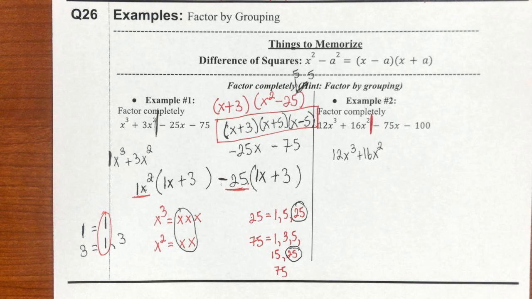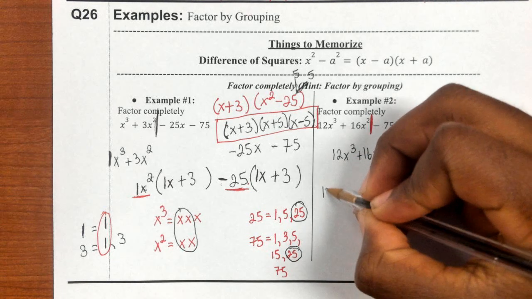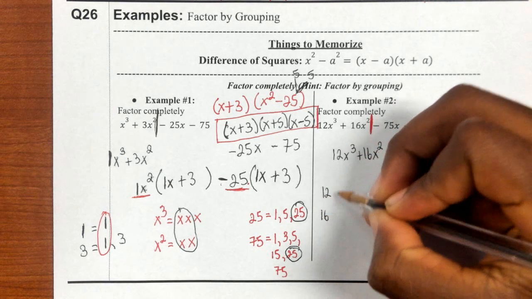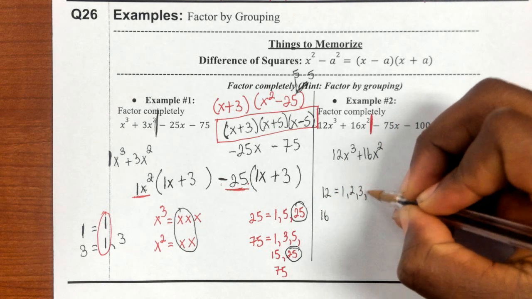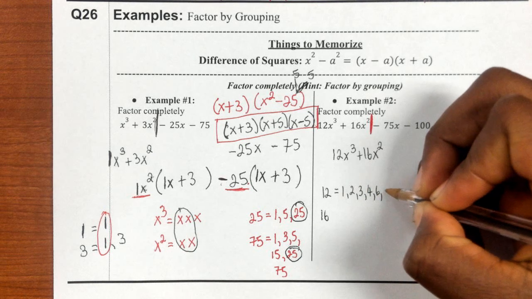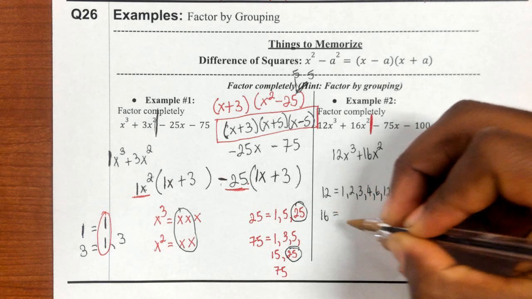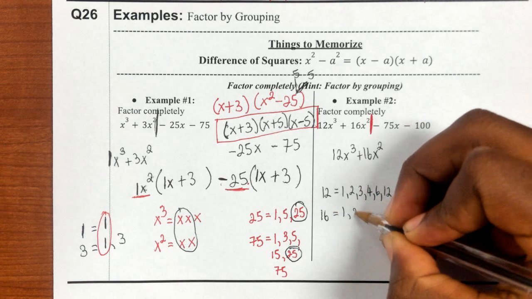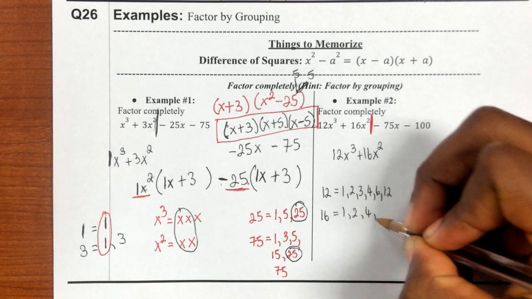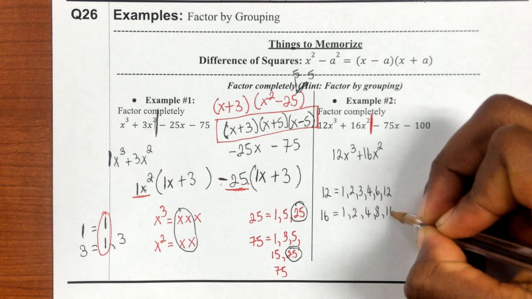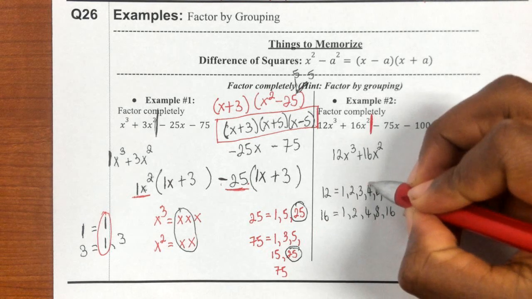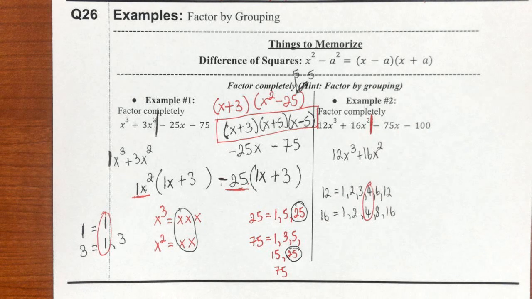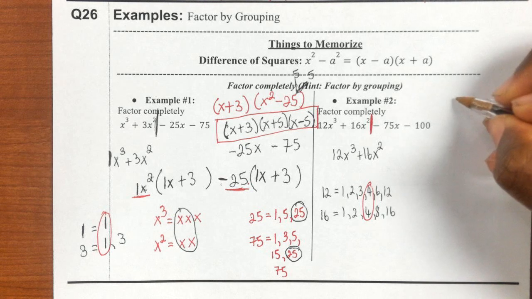So let's find what they have in common. We have a 12 and a 16. What can we divide 12 by? 1, 2, 3, 4, 6, and 12. What can I divide 16 by? 1, 2, 4, 8, and 16. What's the largest number they both have in common? Yup, 4. So that means I can factor out a 4.